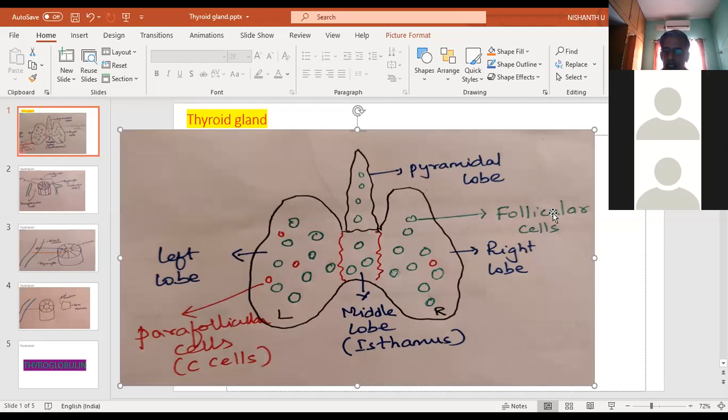So follicular cells are concerned with the synthesis of T3 and T4, and parafollicular cells are concerned with the synthesis of calcitonin. We are not going to discuss anything about parafollicular cells. We are concentrating only on the follicular cells.